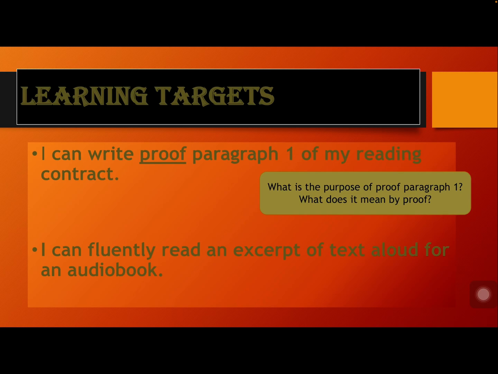Our learning targets are: I can write proof paragraph 1 of my reading contract. Can you say that? What is the purpose of a proof paragraph 1? What does it mean by proof? Right, proof is not our final copy. It's just getting our minds ready to write our copy.